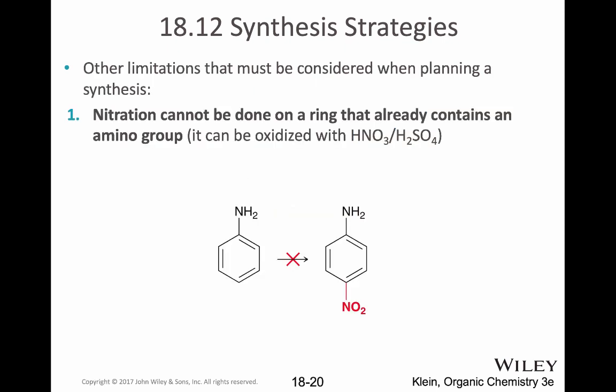And one of the things to think about is when you have this molecule here, there's a couple of caveats. There's some limitations when you're planning synthesis. One of the limitations is I can't do the nitration with an amino group. So this is called an amino group. The NH2 is known as an amino group. I can't do the nitration with an amino group because these conditions are oxidizing, and that will oxidize the amino group to the nitro group.